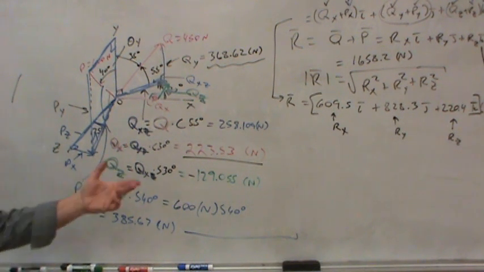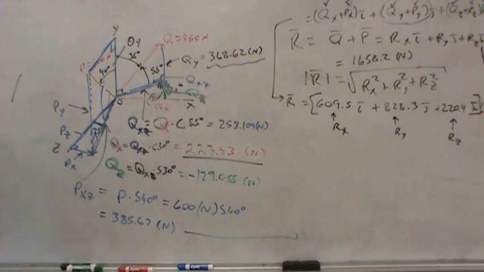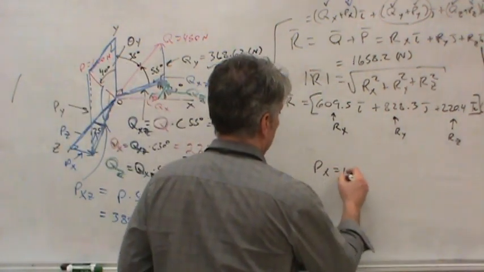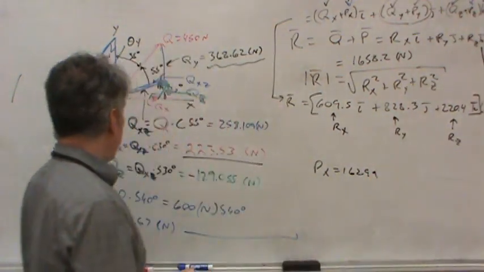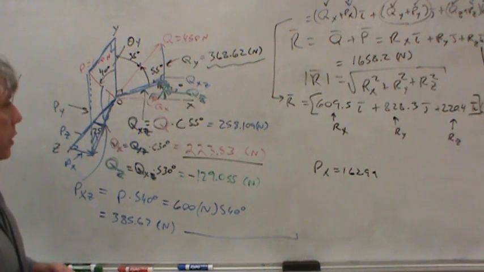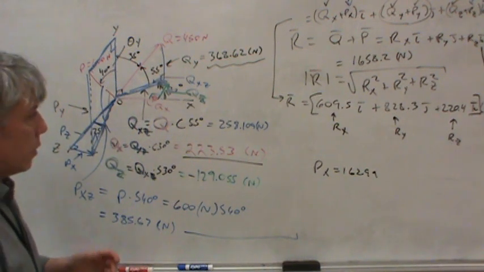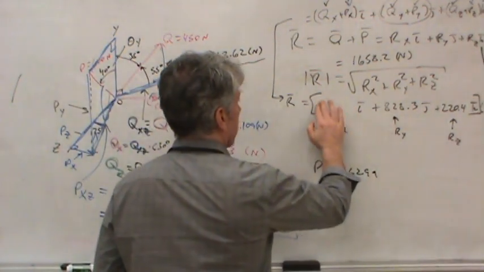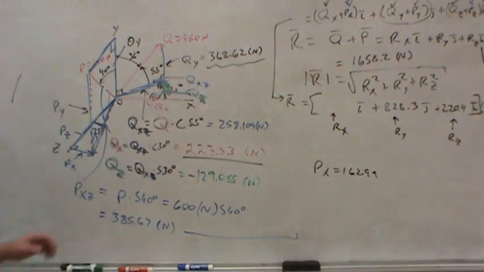Let's see. Unfortunately, I've erased PX. They're both positive. We should be able to calculate PX. We still have this. 169.22? 162.99. Yes, 162.99 is what I have as well. So if we add PX with QX, we shouldn't get 609.5. We should get less. I don't know what went wrong, but yeah, you're right, this number is not correct. So 162.99 plus 223.53 is how much?